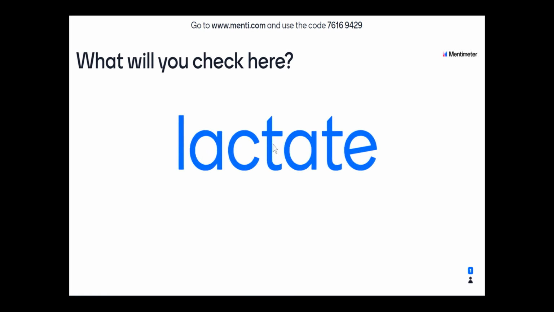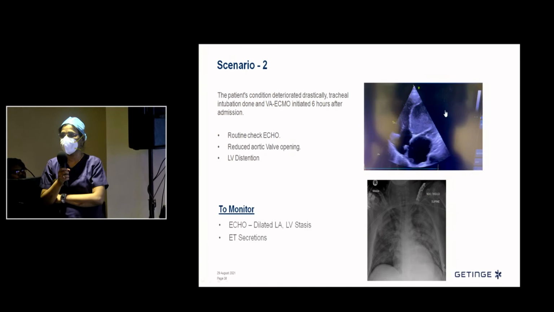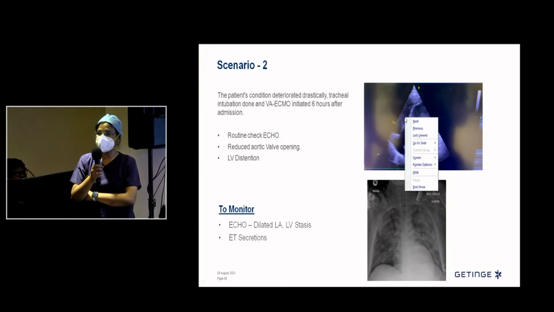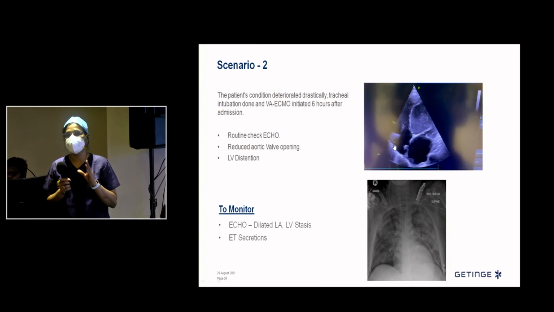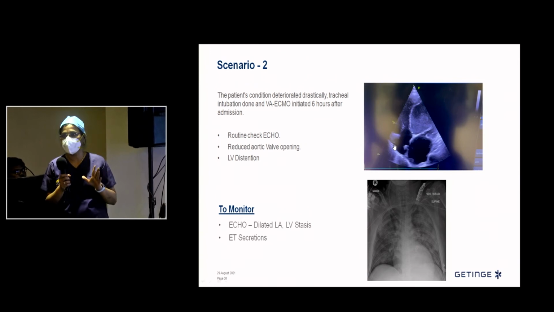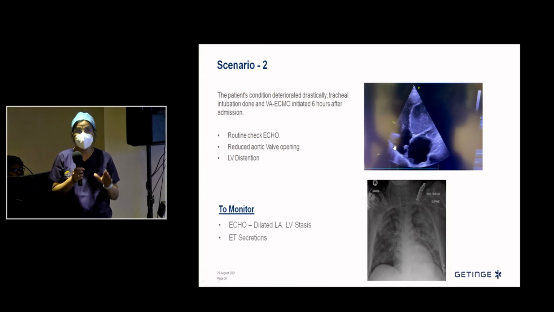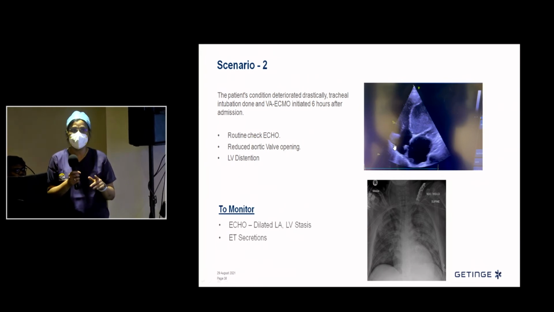See, VA ECMO per se, the return cannula in the aorta imposes a huge afterload on the patient. Already the patient's LV is failing, and your return cannula is sitting right there in the aorta, and it is going to cause a huge afterload, and the already failing LV is going to strain more. So this is the most common problem which we encounter in a peripheral VA ECMO in a sick and failing LV.